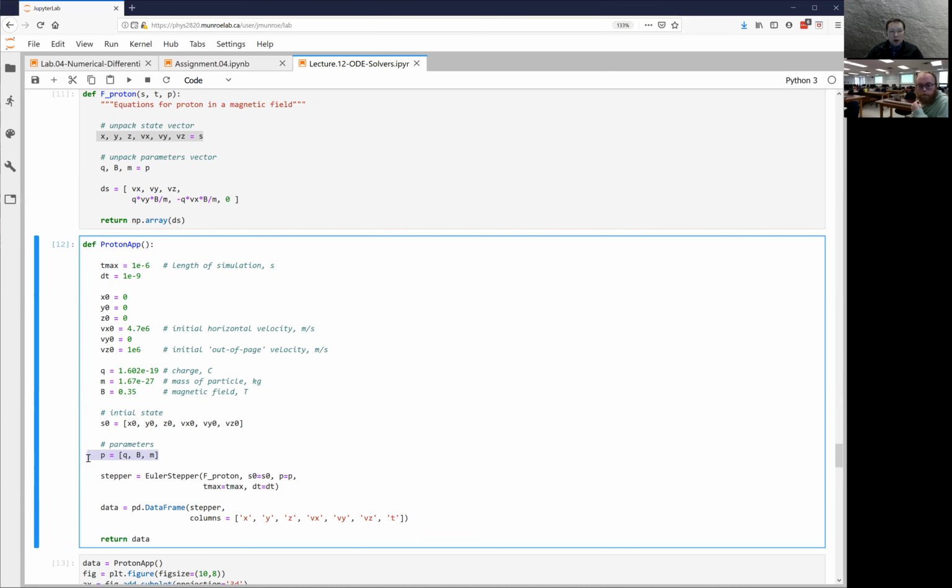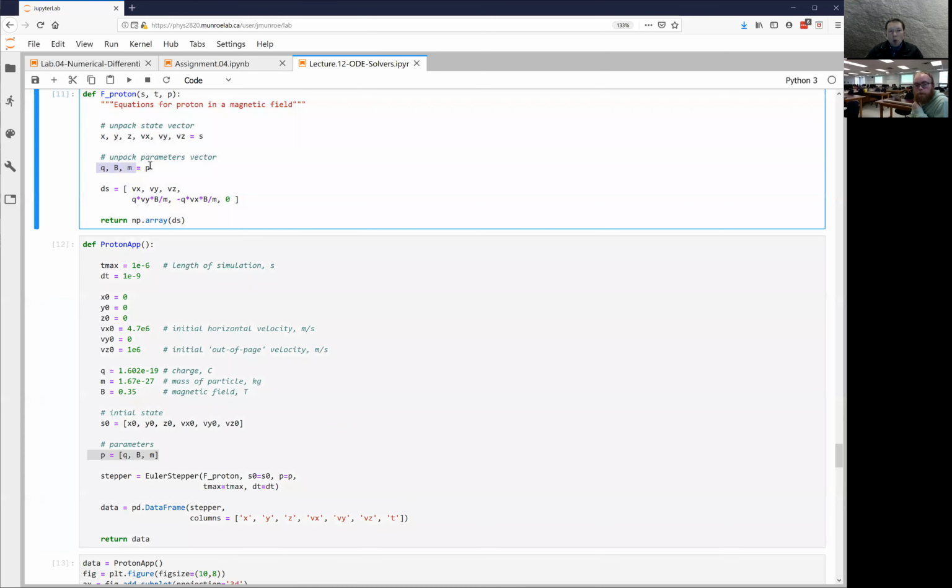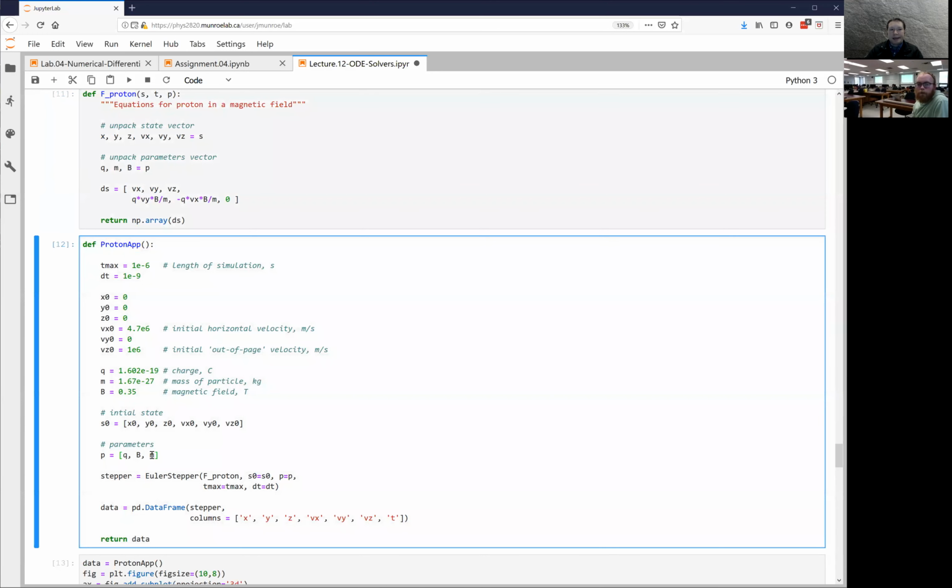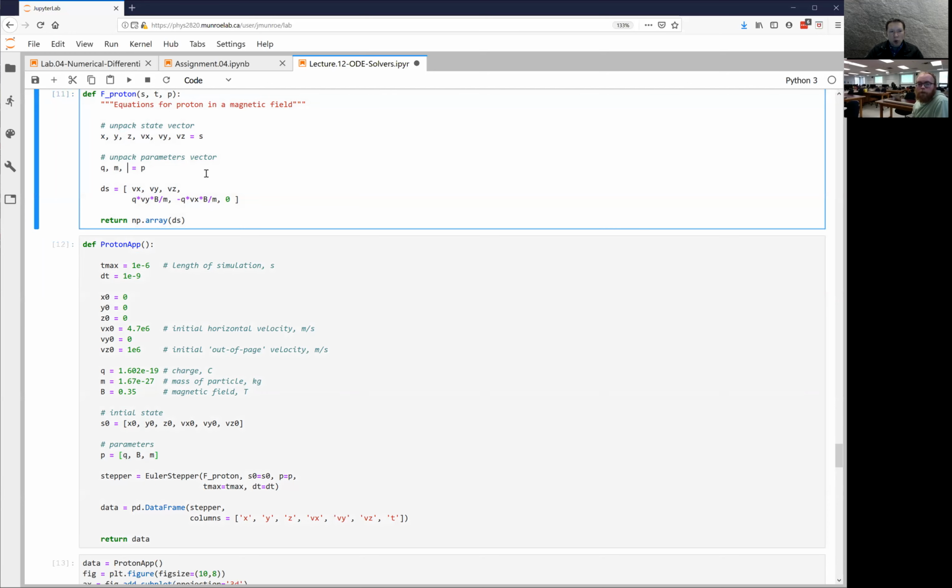Likewise, the order in which you're packing up the parameters needs to be the same order in which you unpack them. If you go along and you swap the order, so now I'm talking about q comma m comma b, not q comma b comma m, that won't work. So the order is pretty important all the way through. Okay.